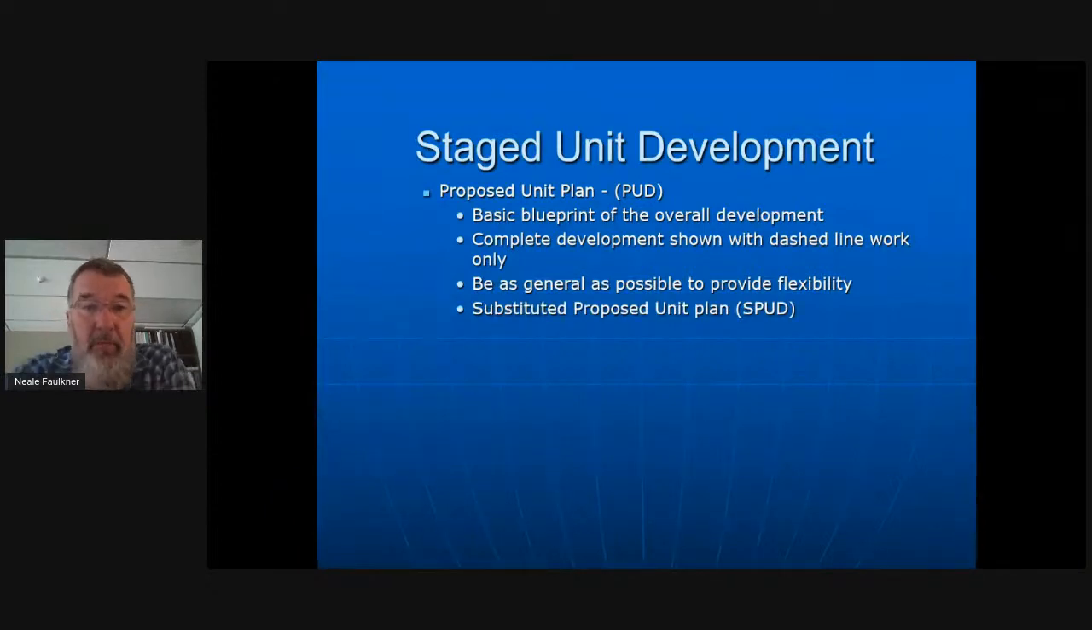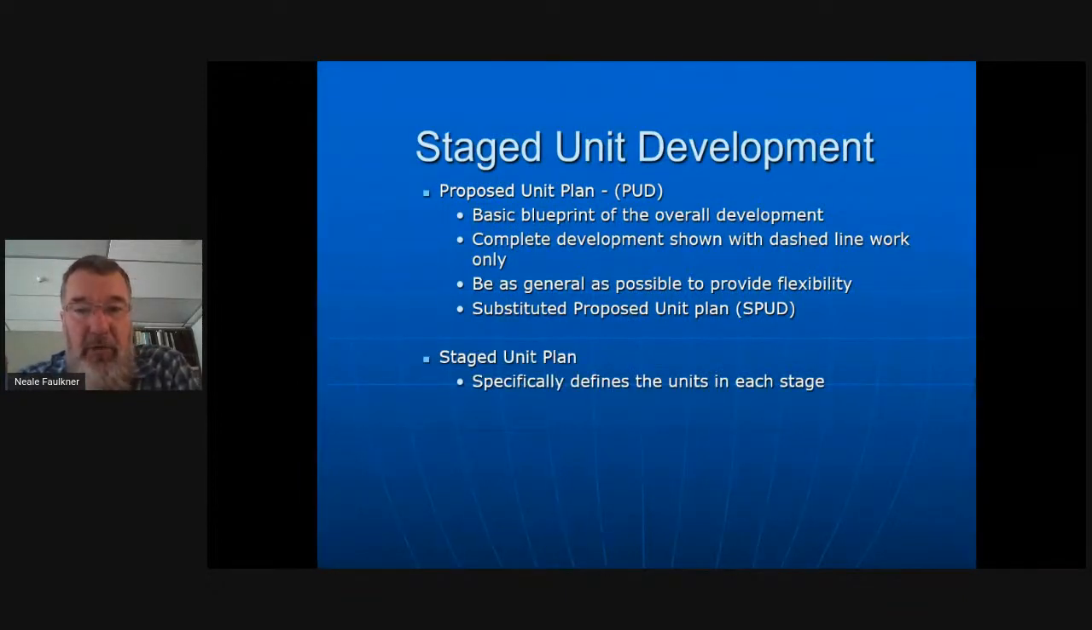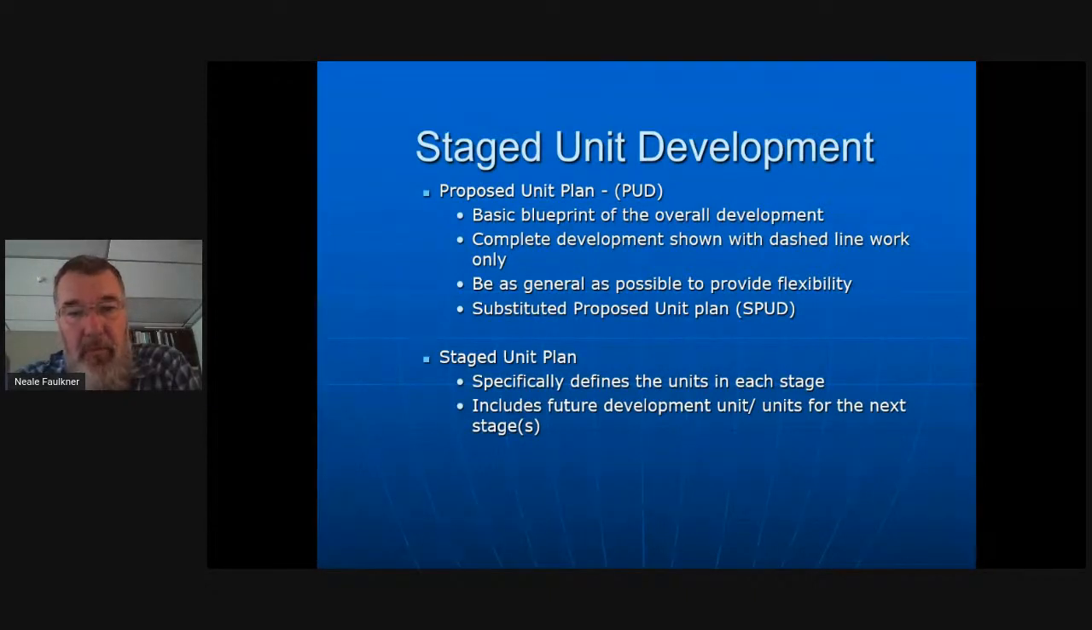The other one in terms of PUDs is a thing called a substituted proposed unit development plan. That's when you're partway through your proposed development and there needs to be a change made. You have to substitute your PUD plan for a substituted proposed unit plan to reflect that change and then carry on through the staging process. A staged unit plan specifically relates to the units that have been developed within a particular stage. And you show the balance of the land, your parcel, your base land, as either one big future development unit or a number of future development units, depending on how you want to do it.